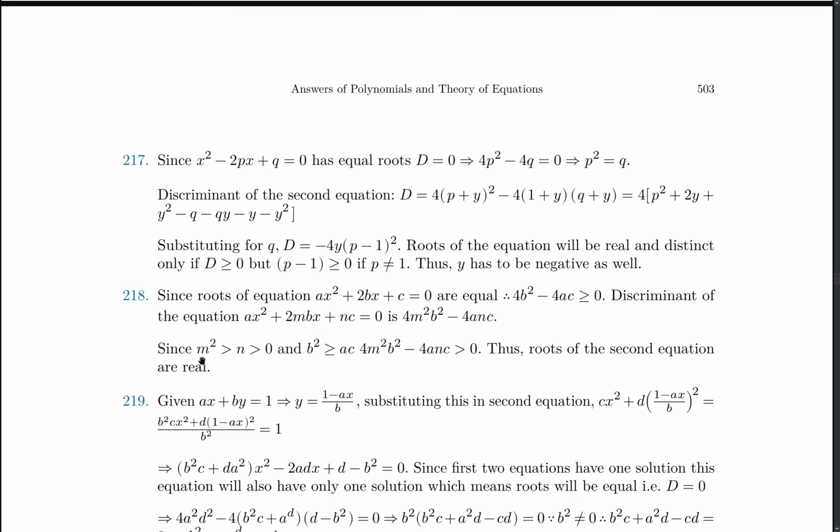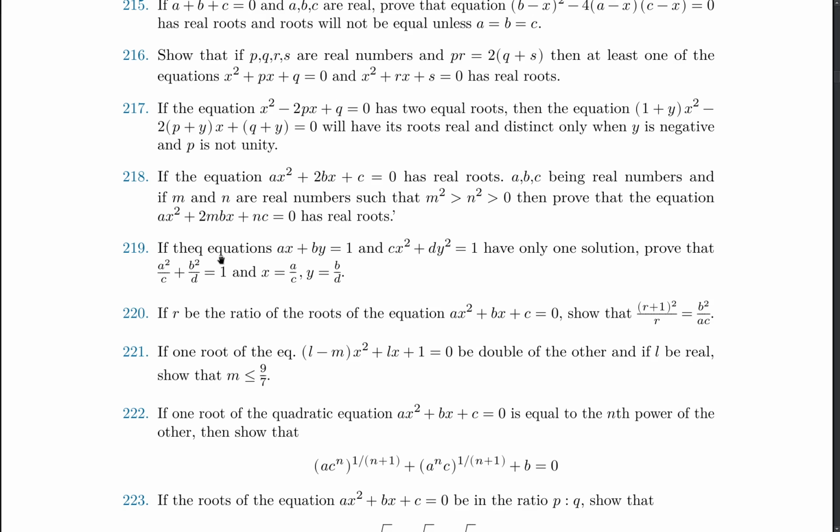This will be corrected. So m square greater than n greater than or equal to 0 implies that b square greater than ac. So m square is definitely cancelled out with n. Okay, so the question is not correct. This implies that b square greater than or equal to ac, which implies that 4m square b square minus 4anc greater than 0. Thus roots of the second equation are real. Question 219 says that if the, okay, there is an extra case. So you see a lot of typing mistakes are there in the PDF. Questions 214, 218 and 219 have issues, and then there is an extra quote in this.